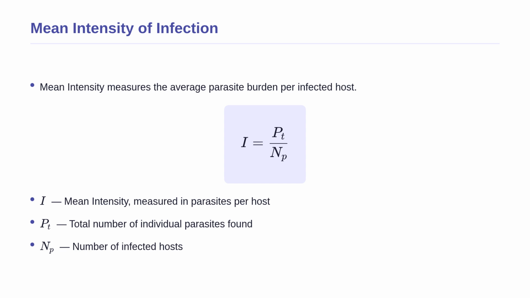Here, I represents the mean intensity. The variable P sub T is the total number of individual parasites collected across all infected individuals. And N sub P is the number of infected hosts, exactly as we used in the previous formula. If the total parasite count increases, but the number of infected people remains constant, the intensity increases. Physically, this means the infected hosts are getting sicker because they are carrying a much heavier parasite load.